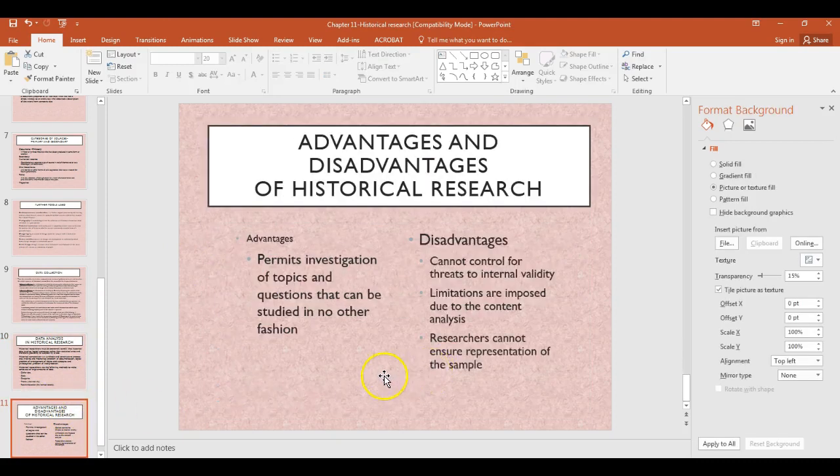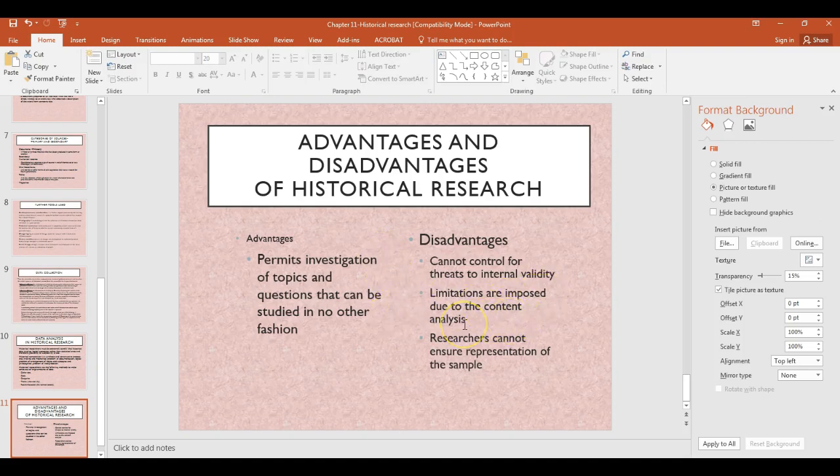Okay, and here this is the advantages and the disadvantages. The advantages: it permits investigation of topics of question in the past, and I want answers in the present or for the future. The disadvantages is that you cannot control anything, really. You have whatever documentation you got, that's what you're going to use, and you never know if it has solid validity and reliability or not.